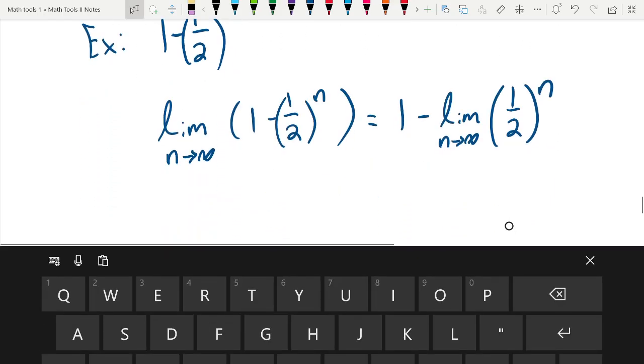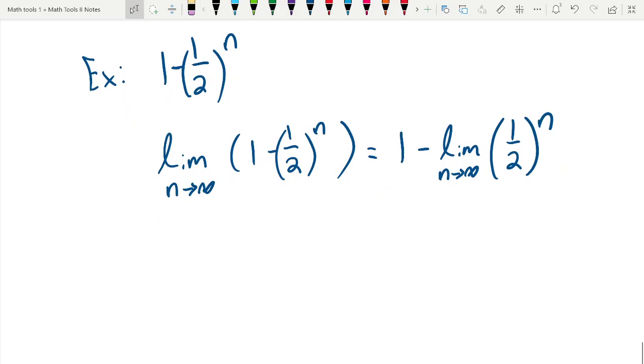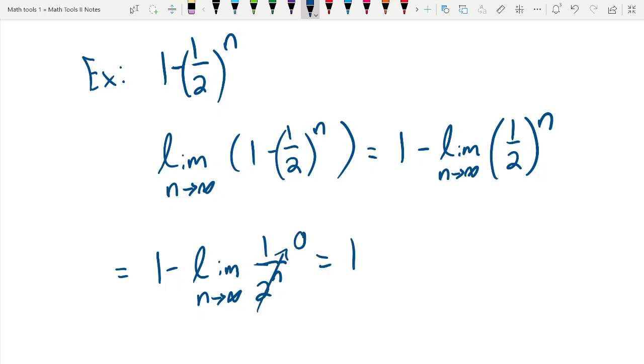So there's a few different ways you could think about this. I guess the easiest way to think about this is that 1 to the n is just going to be 1 because n represents a positive integer. So this is really just the limit as n goes to infinity of 1 over 2 to the n. So 2 to the n is going to infinity, but it's in the denominator. So this whole thing is going to 0. So ultimately, this limit is just going to be 1.